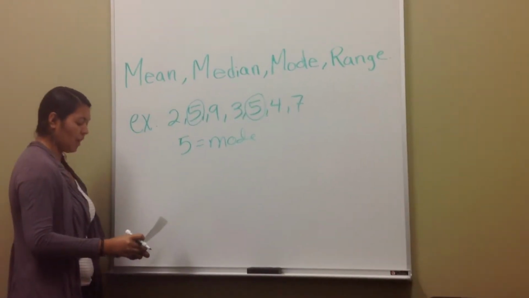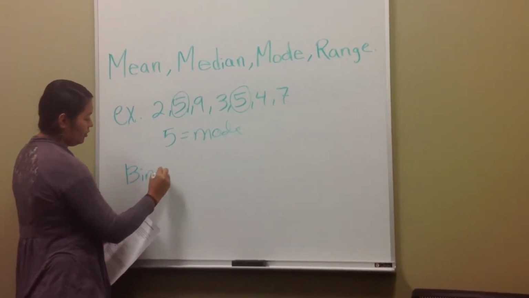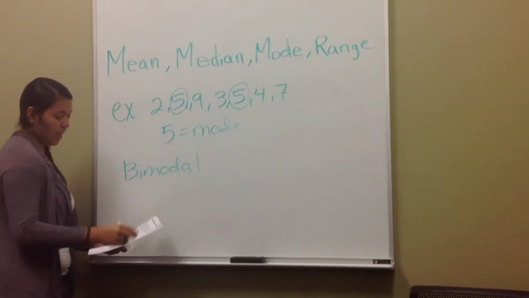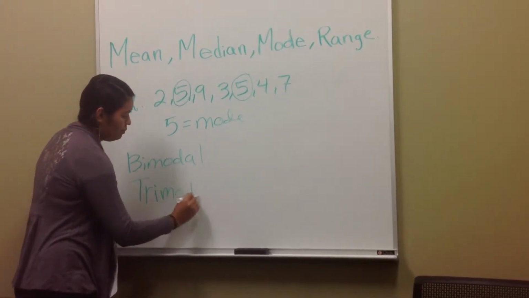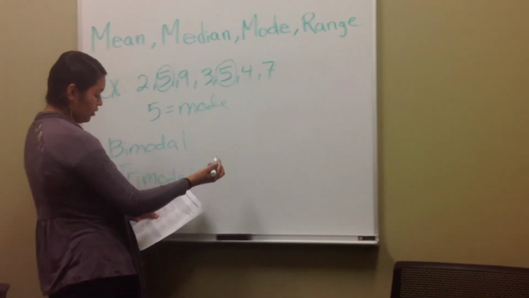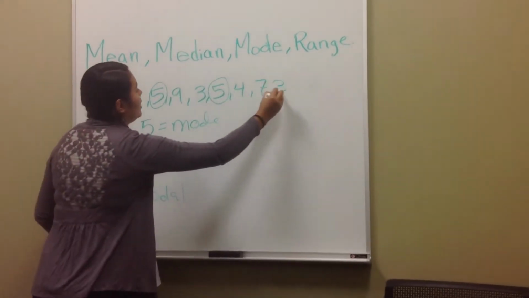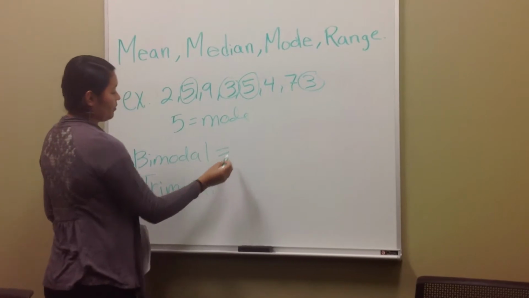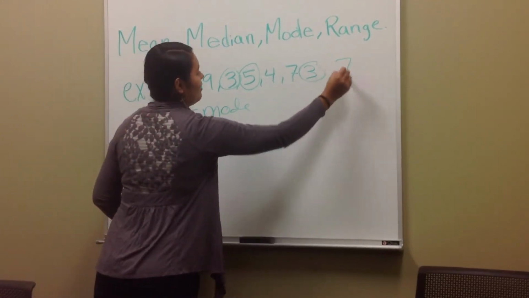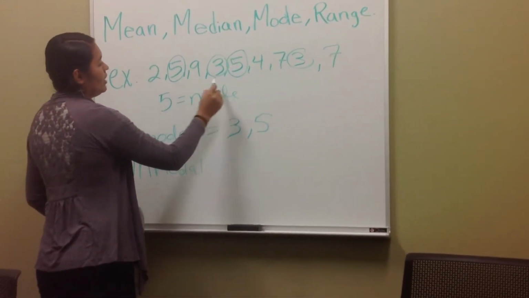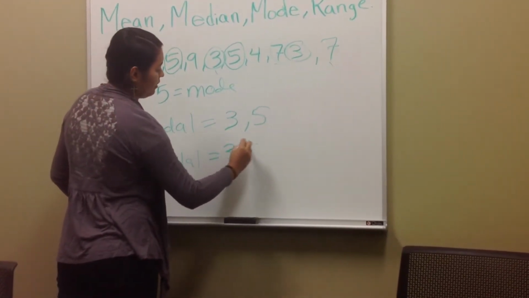In some cases, you may have 2 numbers that repeat, and that is called bimodal. Some cases, you may have 3 numbers, so it's trimodal. For example, for bimodal, if you have another 3, you have 2, 3, and 5. Or if you have 7, you already have 1, 2, 3 numbers that repeat. So it's going to be 3, 5, and 7.